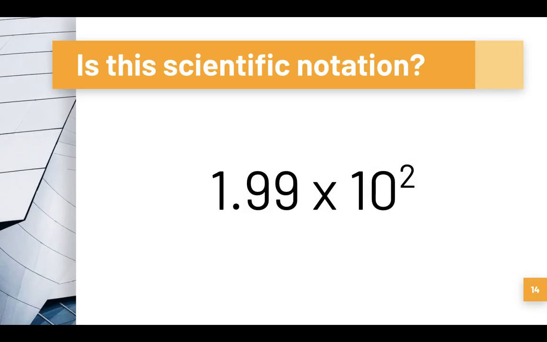1.99 times 10 to the 2nd. Is this in scientific notation? Hope you're picking up. Yes. It's only one digit in front, it's bigger than 0, and it's a whole number for the exponent.